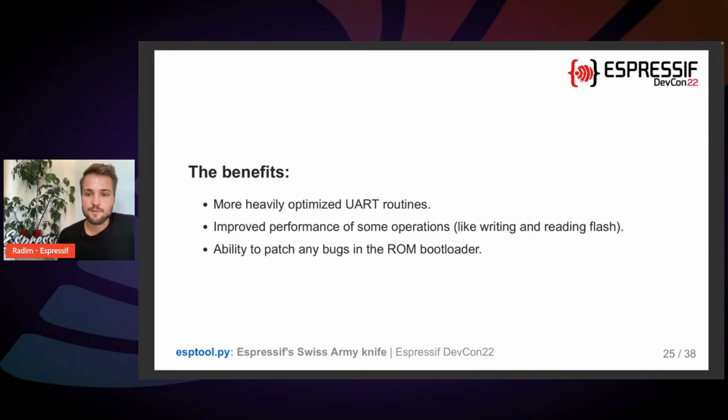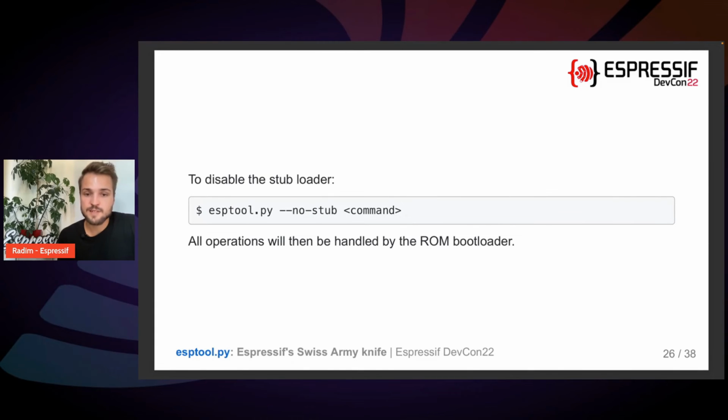If you have a use case where the stub loader is not needed or actually must be turned off, you can do that. To disable the stub loader, you just provide the --no-stub argument to esptool and call your command, and if you do that, all operations will then be handled by the ROM bootloader, which is burned into the ESP chip.